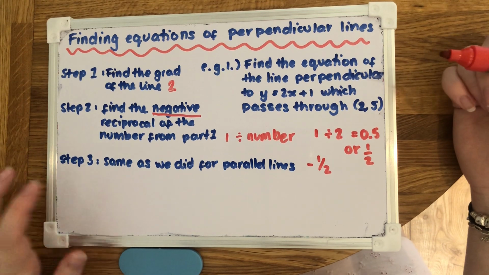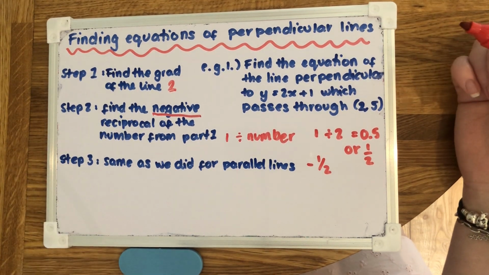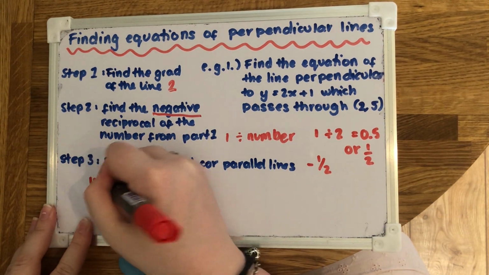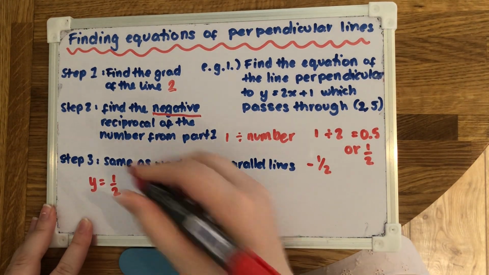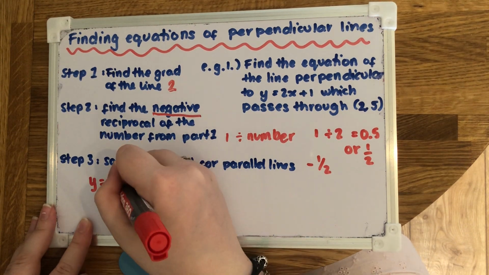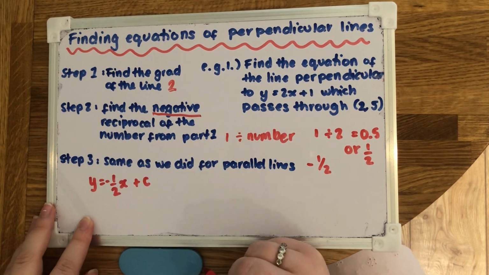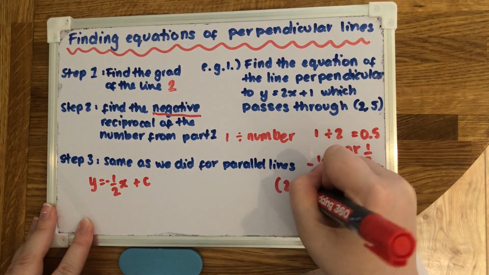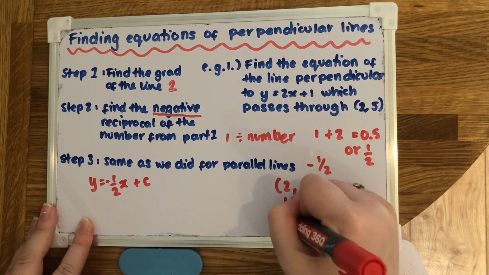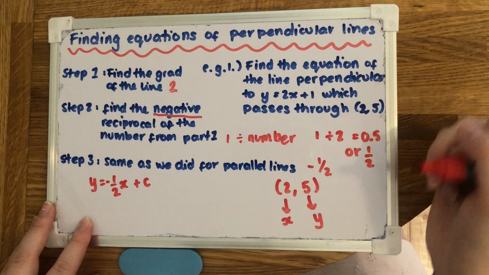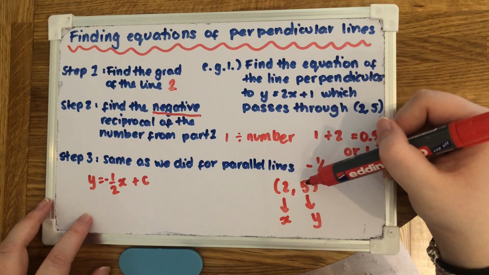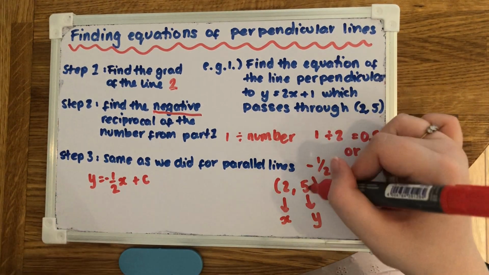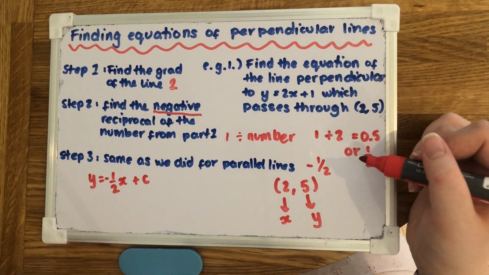Step 3 is the same as what we did with the parallel lines. This is where we write y equals whatever the gradient is, which we know is -1/2, x plus c. We use this coordinate that we've got here, so I'm going to write it here again. The first number represents the x and the second one represents the y. So it means that when x is 2 and we put it in here, y has to be 5. By using these two numbers we can then work out what c is.